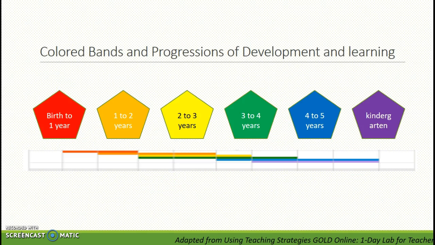Now let's look at what those colored bands mean. So I'm sure as you've been looking at it, you've kind of noticed what the pages look like. So the different ages correspond to progressions of development and learning. And so it starts with red in birth through the first year and goes all the way through kindergarten, which is purple. And that's how the color coding works for your developmental progressions.